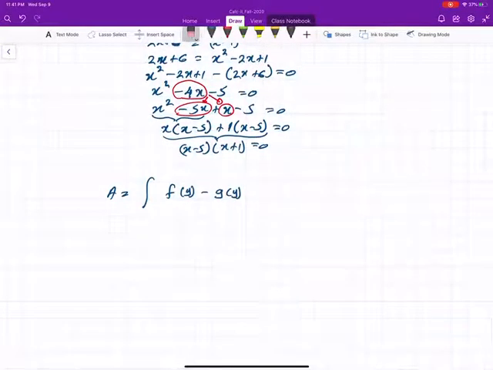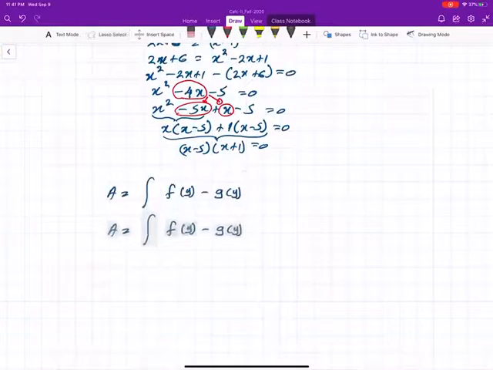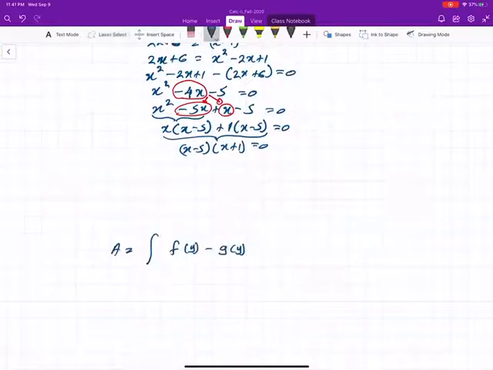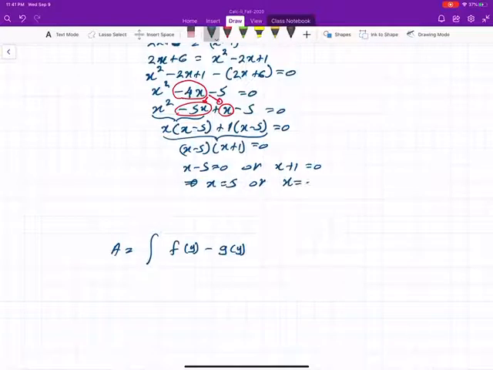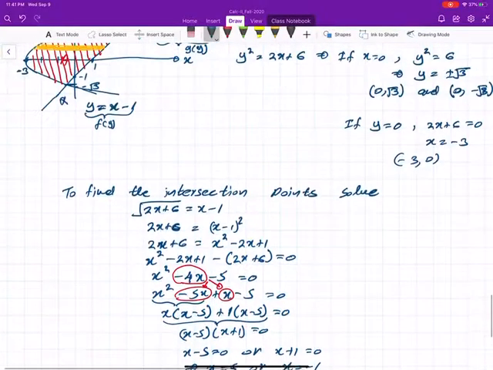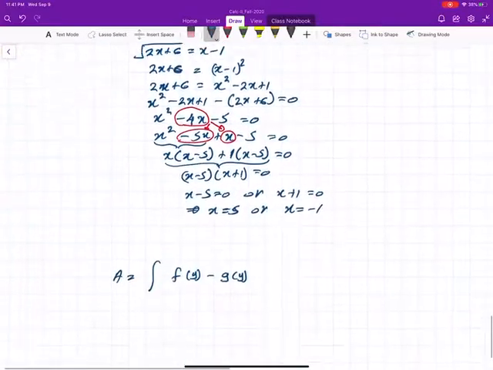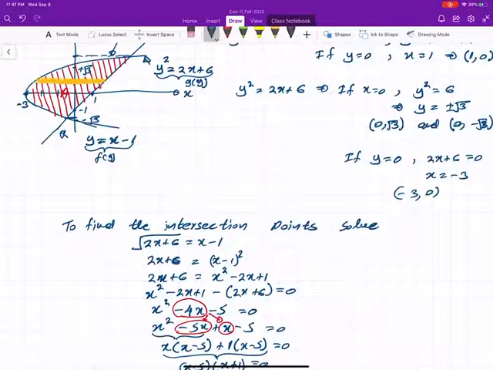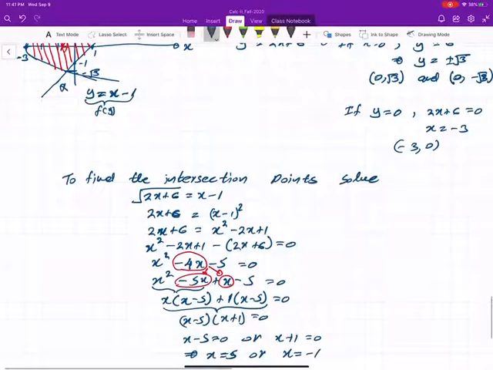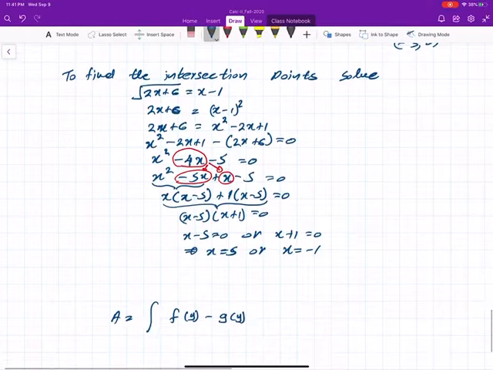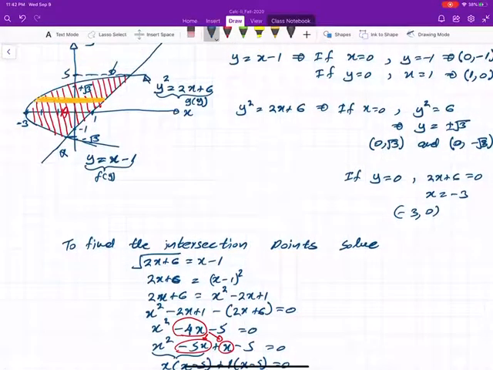Alright, so these are the factors. Then this means either x minus 5 equals 0 or x plus 1 equals 0. That means x equals 5 or x equals minus 1. Those are the two values, x equals minus 1 and x equals 5.